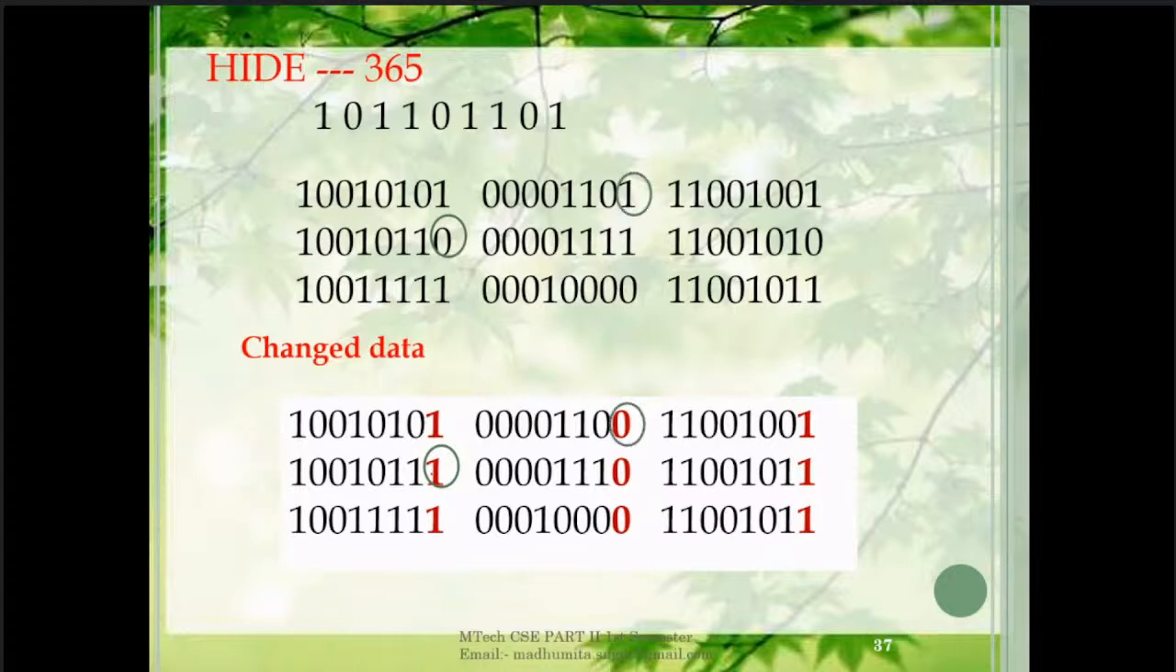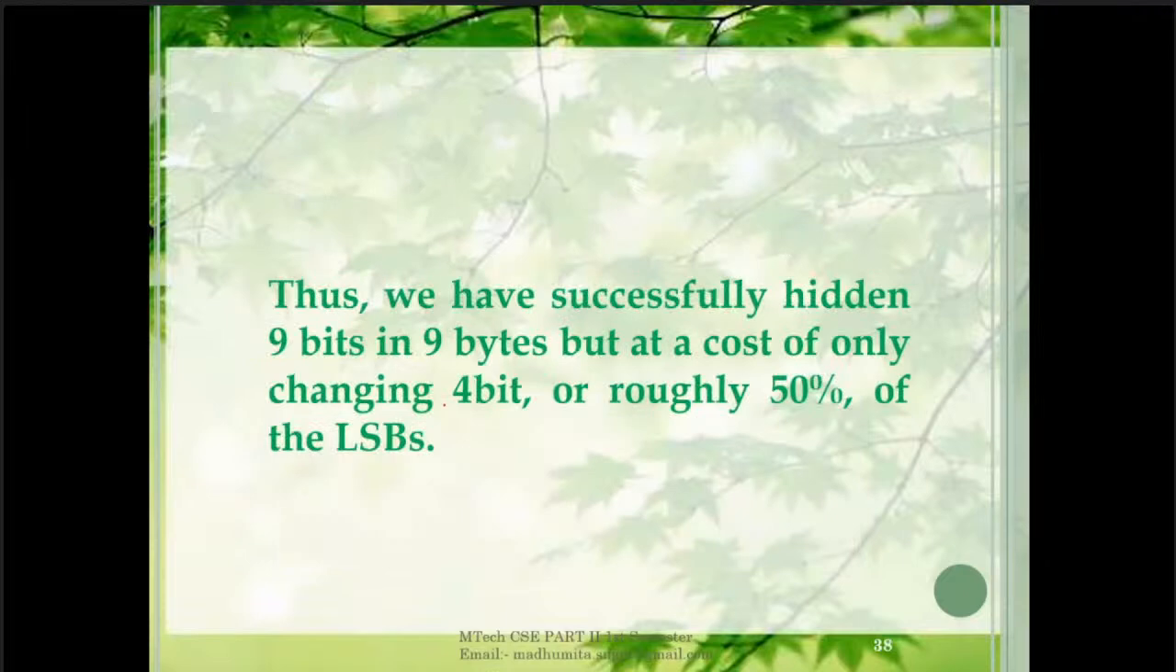Now, how many changes have I incorporated by doing this? You see, if I have a 1 here, and I am embedding a 1 here, it is no change. 1 to 1, 0 to 0, it is no change. If it is 0 to 1 or 1 to 0, then it will be a change. So my probability of change is maximum 50%. So we have successfully hidden 9 bits and only 4 bits are changed.